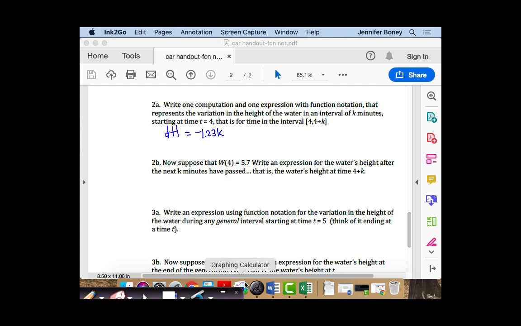W is the name of the function. H was the dependent variable value. So dH is negative 1.23k. This computation, regardless of what k is, would give us that. So what about in function notation? How could I use function notation, function w, to express something that would have this same value? Or instead of writing dH, how could I use function notation to express precisely which variation we're talking about?